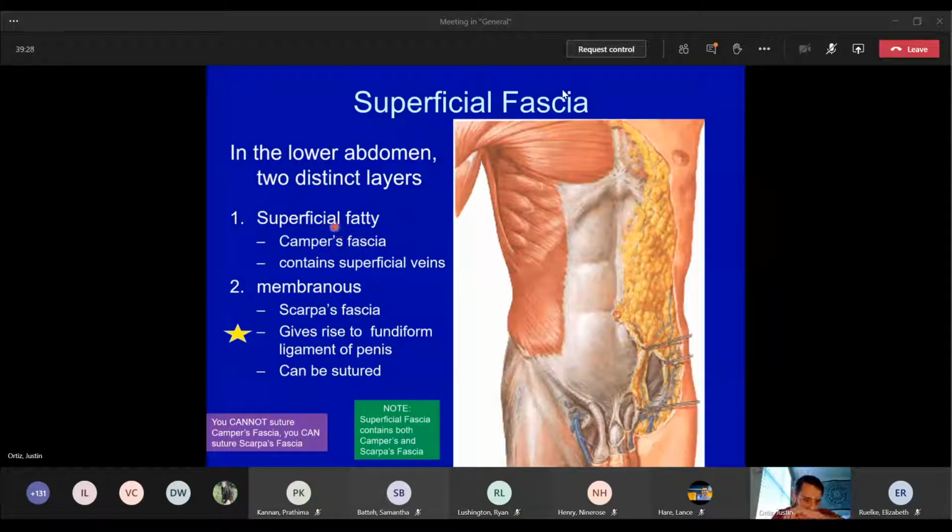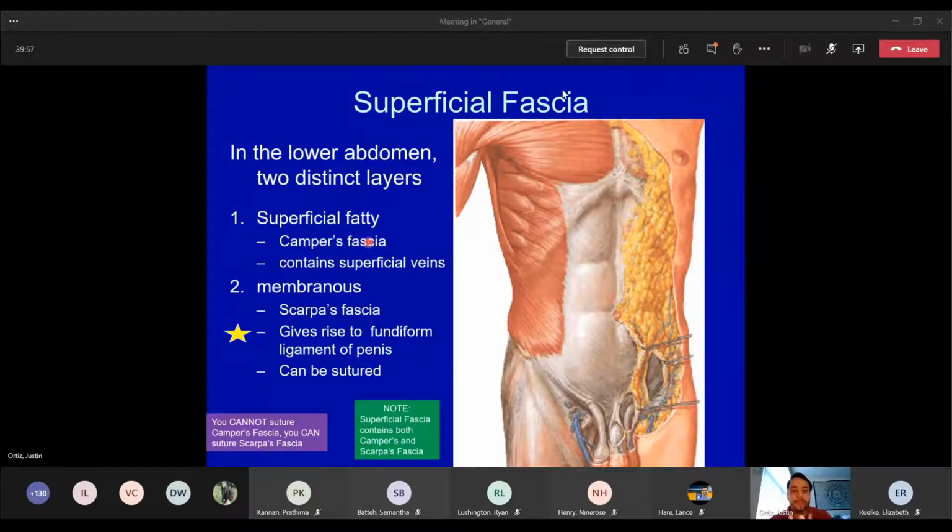So the superficial fatty layer is going to be the Camper's fascia. That's just going to contain your superficial veins, right? Anything that's draining superficially is honestly very hard to see in cadaver labs. You probably incised through the cadaver and passed it without even knowing. It's really, really small. But the membranous layer, that's Scarpa's. That's actually something that you can surgically suture.